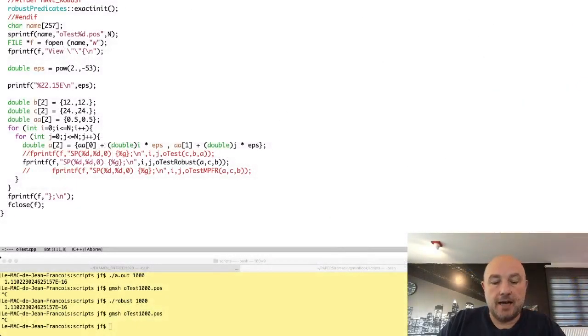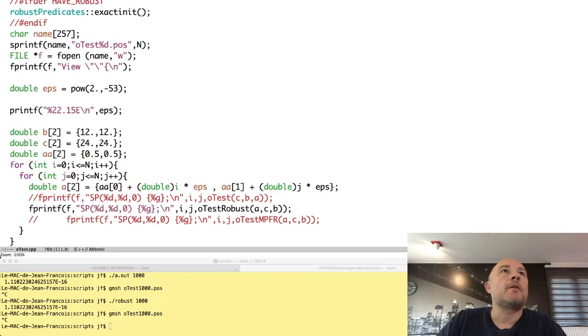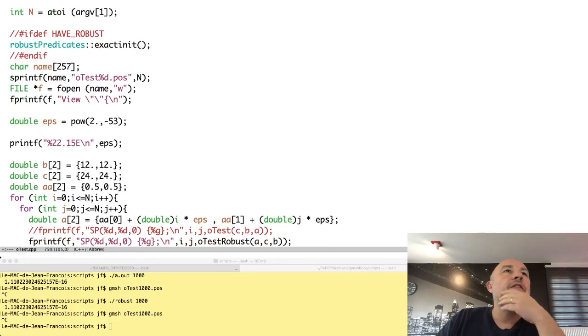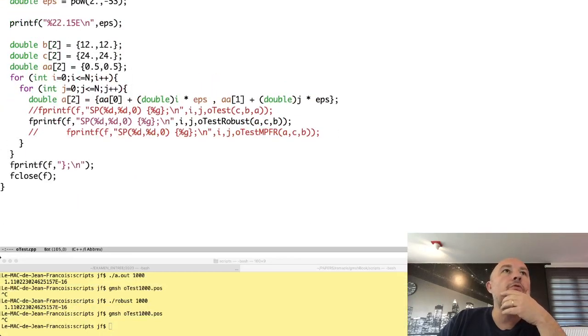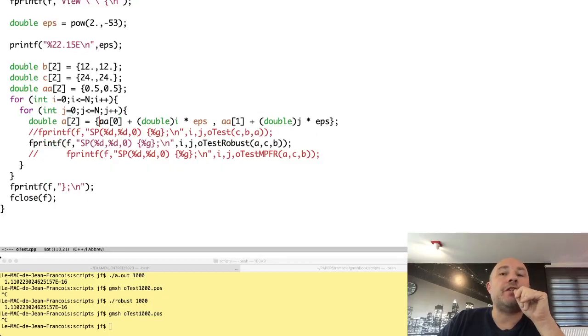Okay, so here I'll give you that code. Here I have simply put the 2 points 12, 12, 24, 24. My point A, which is the center 0.5, 0.5, and I compute the modified point, which is A plus i multiplied by epsilon. And epsilon is equal to 2 to the power minus 53, which is my machine precision, epsilon machine.